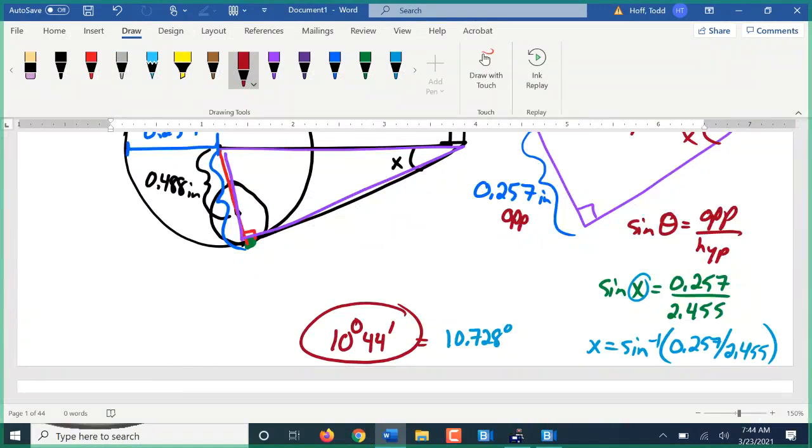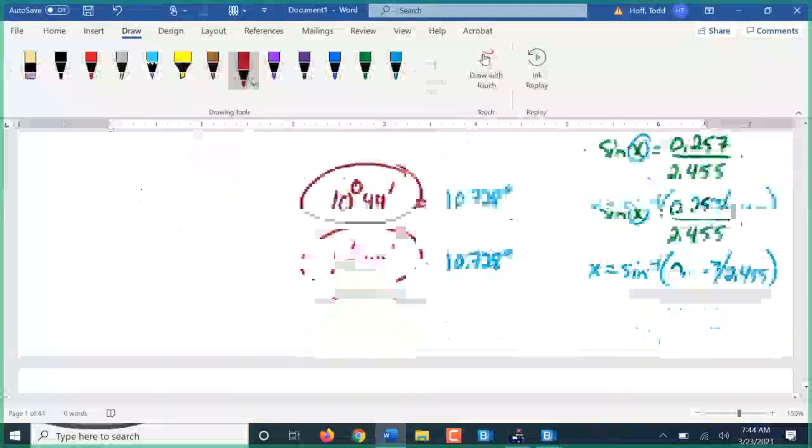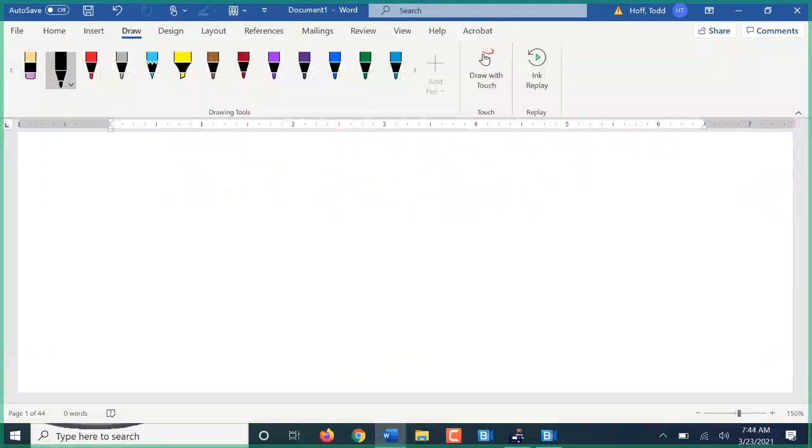So again, we were able to find a right triangle, a right angle. Once again, here it was a radius to a tangent. Let's do one a little bit different here.